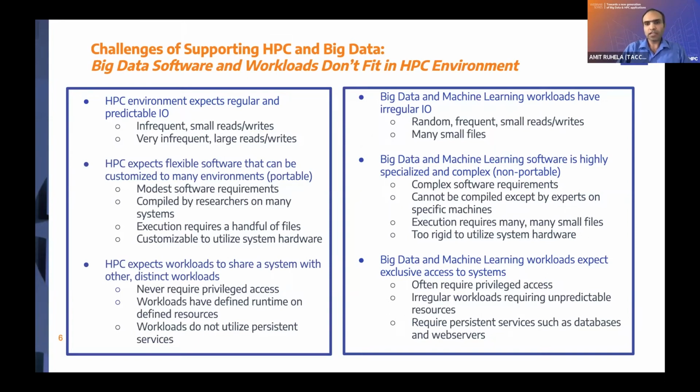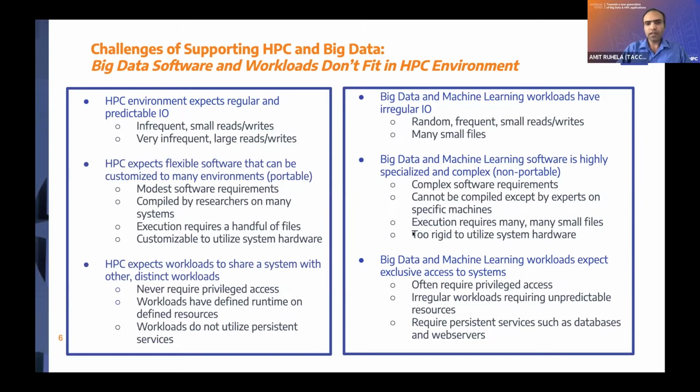which hurts HPC systems, which have a large number of resources that are shared among users. It's always possible that some user might abuse the system when running big data applications, writing or reading a lot of files and impacting the performance of other applications. Then we have HPC applications. HPC basically expects software to be more or less portable. They have a very small set of run scripts or script files, which run those applications on a variety of hardware.